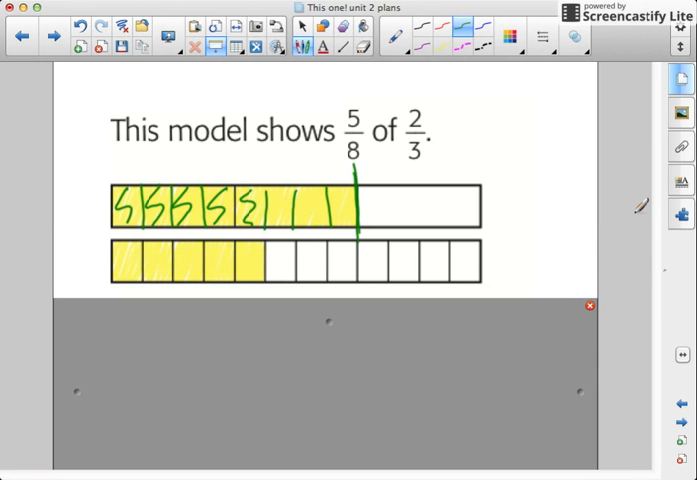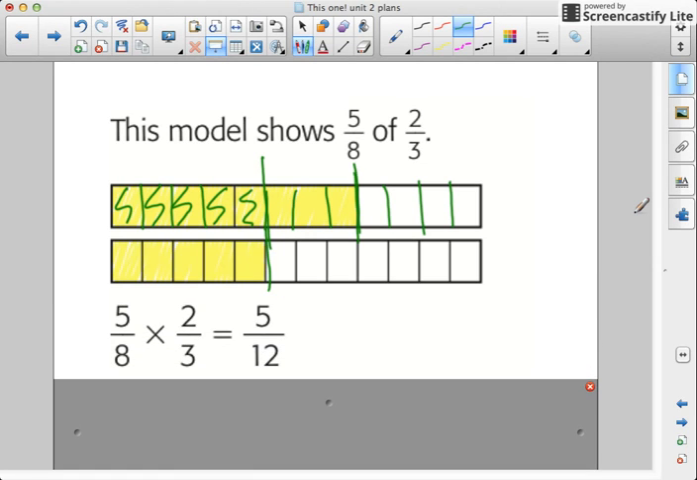So this diagram shows it a little bit further. Now we do need to finish splitting it into what groups it is because we need to know how much this is compared to the entire whole. So how much that is, it's 5 out of a total of 12 spaces in that whole. So that's why this would be 5/12.